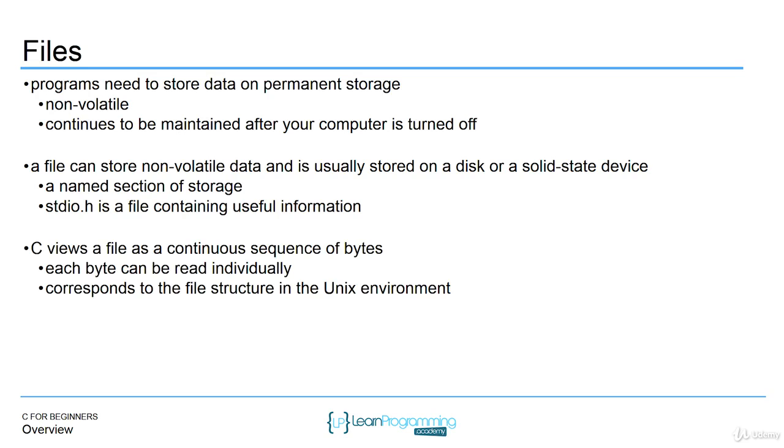A file on the Linux operating system or Windows operating system is stored a certain way, but as far as C goes, it's just a sequence of bytes, and each byte can be read individually. This corresponds to the file structure in Unix. It only makes a difference when you're reading text files in Windows, because you may have extra characters that you have to worry about concerning size. But it's just a sequence of bytes. If a text file has more bytes, you can still read those bytes, you just have to understand what they represent.